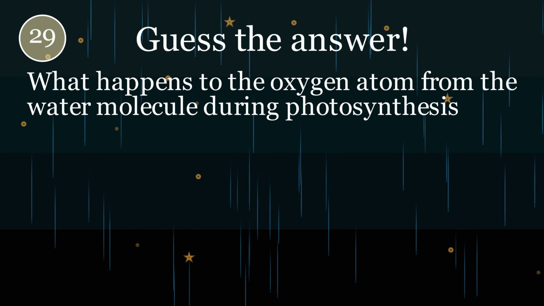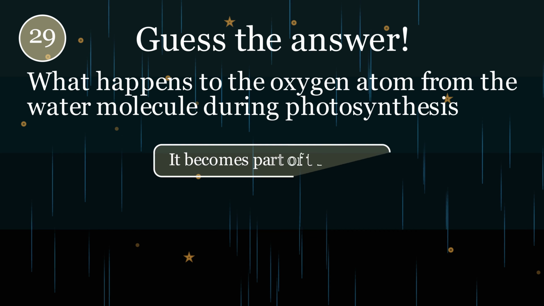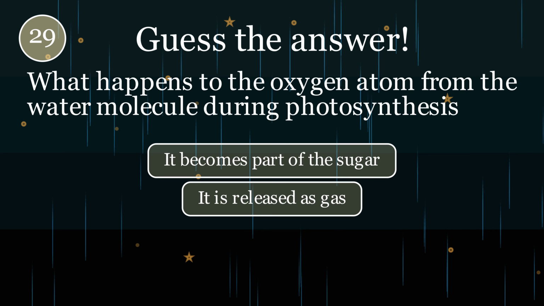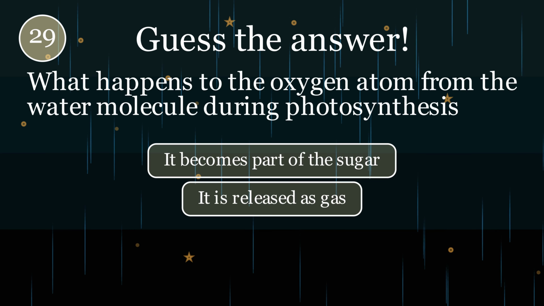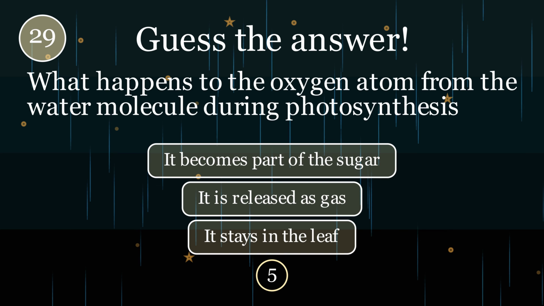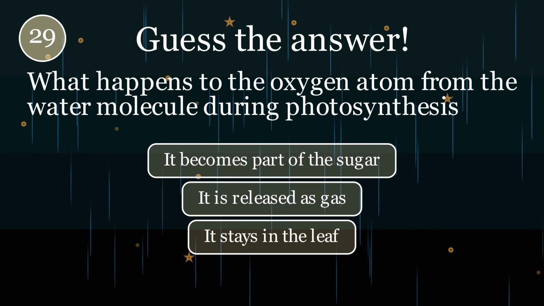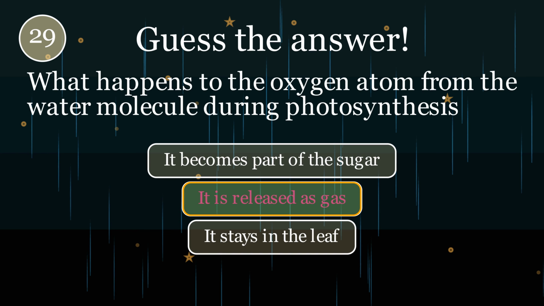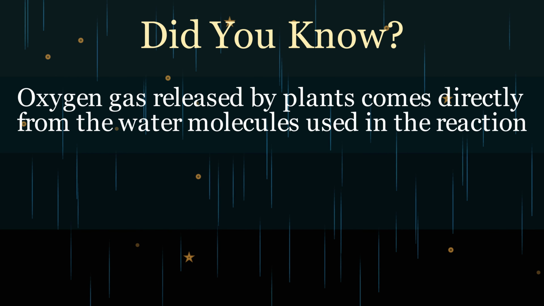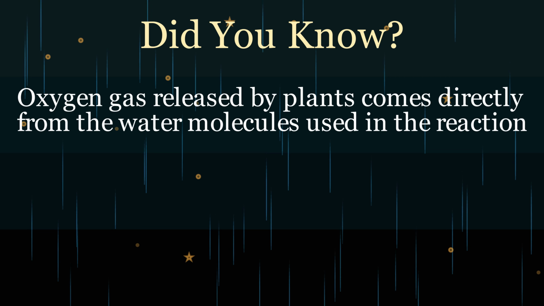What happens to the oxygen atom from the water molecule during photosynthesis? It becomes part of the sugar. It is released as gas. It stays in the leaf. The correct answer is, it is released as gas. Knowledge boost: oxygen gas released by plants comes directly from the water molecules used in the reaction.